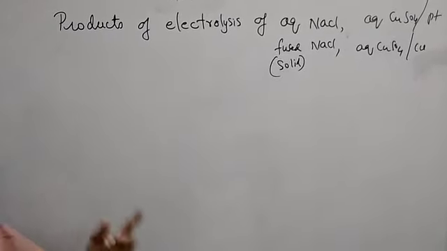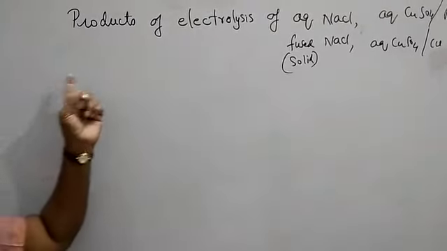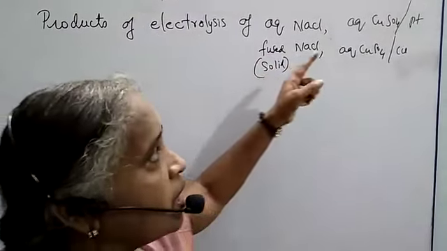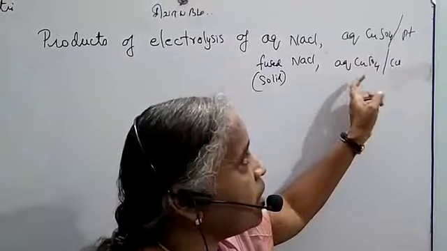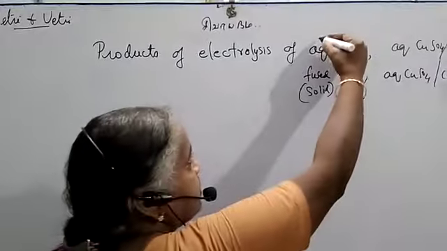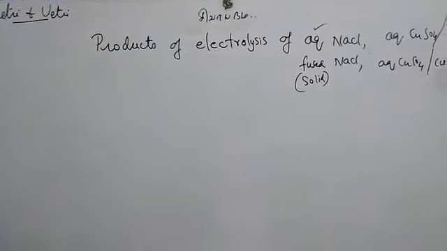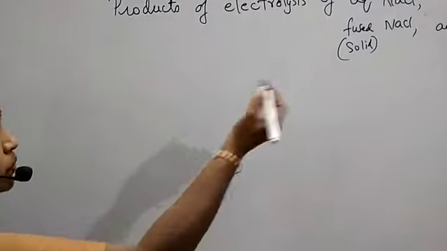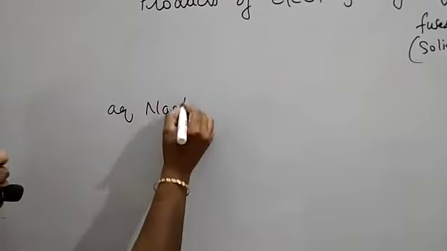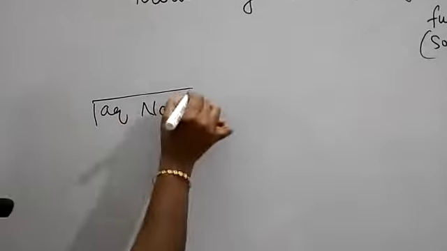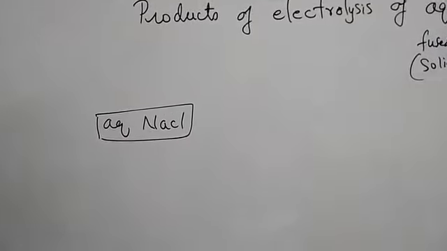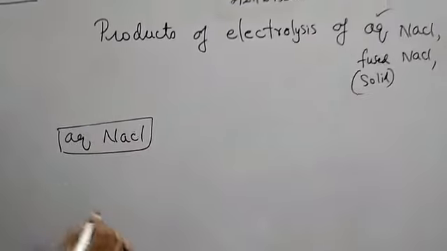Now let us solve this question. What is the product of electrolysis of aqueous sodium chloride, fused sodium chloride, aqueous copper sulfate with platinum, and aqueous copper sulfate with a copper electrode? Now first I am going to take this one. What are the products we are going to get from the aqueous sodium chloride? Let us write aqueous sodium chloride in the middle. Here they are not specific about the electrode, so you need not consider it.